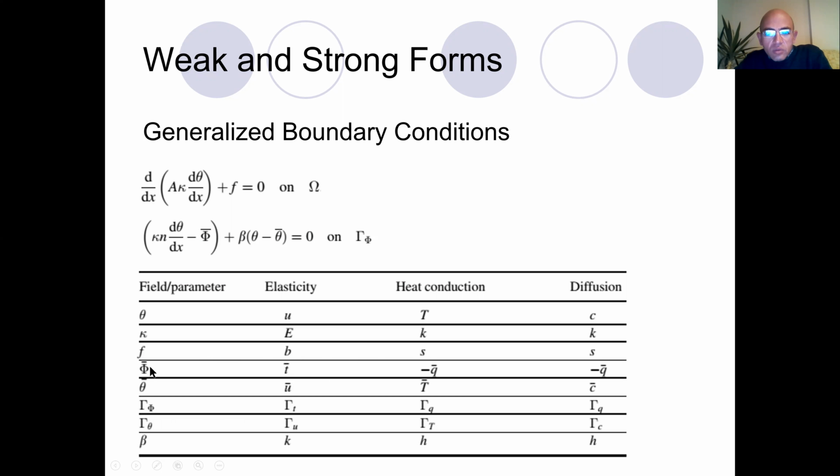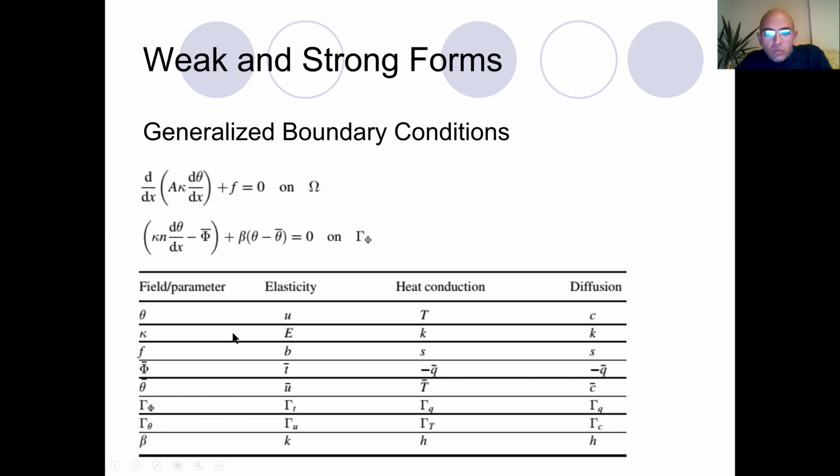Moreover, here we have phi bar. It is the traction, the prescribed stress t bar. It is minus q bar for heat conduction, and minus q bar, the rate of diffusion, at the prescribed boundary for diffusion, and so on.